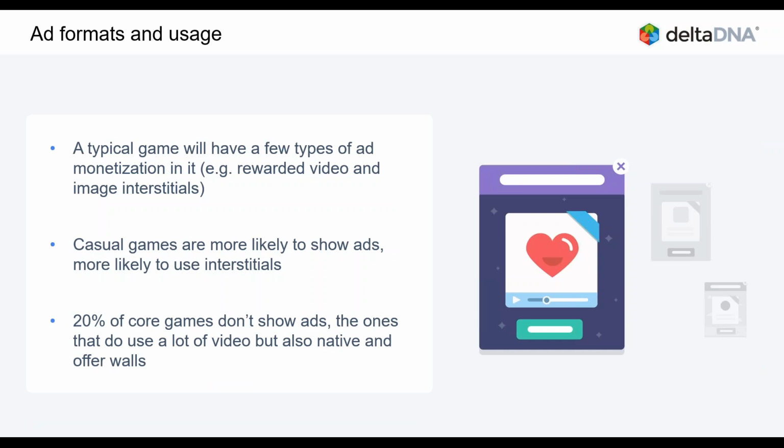So just as a summary for that section, a typical game will actually have quite a few types of ad monetization in it. Like I say, they might have a rewarded video as well as having image interstitials. Casual games are still more likely to show ads, and they're much more likely to use image interstitials. And then 20% of core games don't show ads, but the ones that do use rewarded, and then also some fraction use native and offer walls.